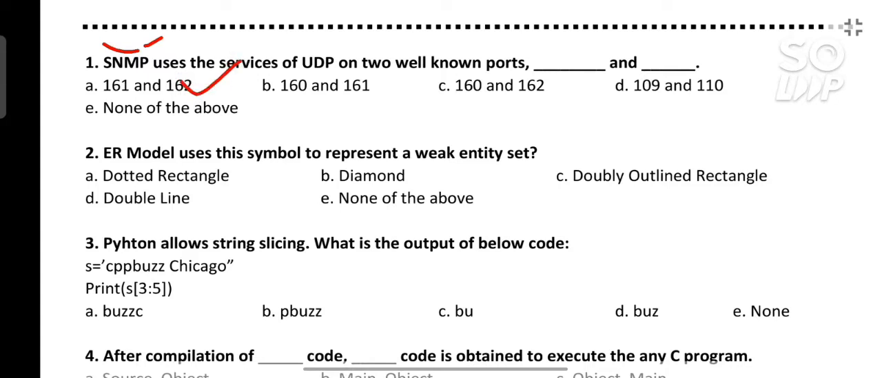Next is, ER model uses this symbol to represent a weak entity set. What is a weak entity set? The entities which do not have sufficient attributes to determine a primary key. Those entities are known as weak entities. So how are weak entities represented? They are represented with a doubly outlined rectangle. Remember, whatever weak entity sets there are, they will always show total participation. So how is total participation represented in an ER diagram? With a double line. I hope it is clear.